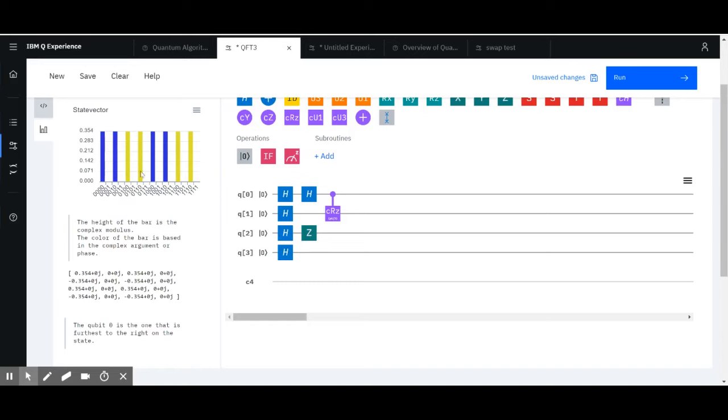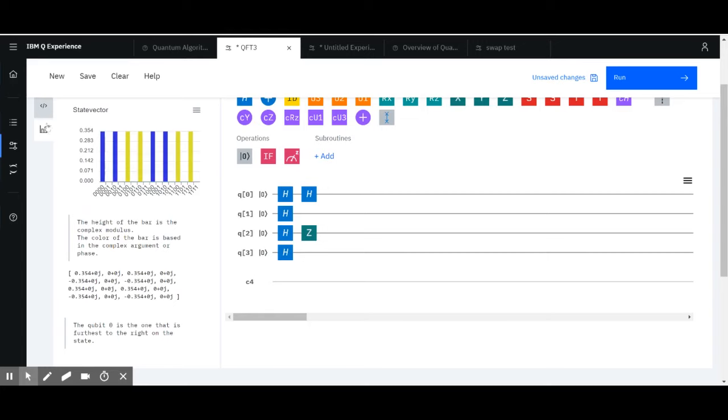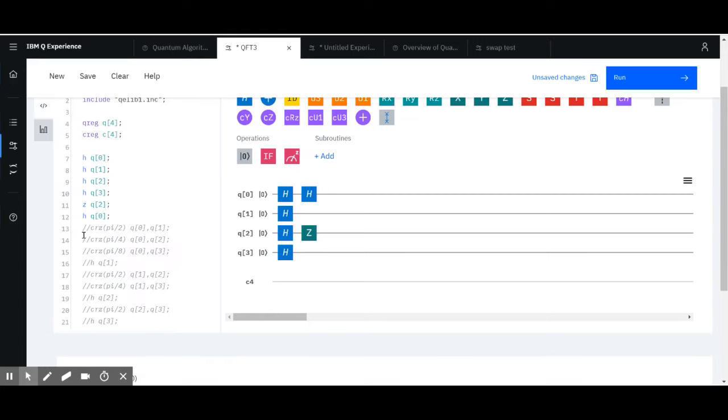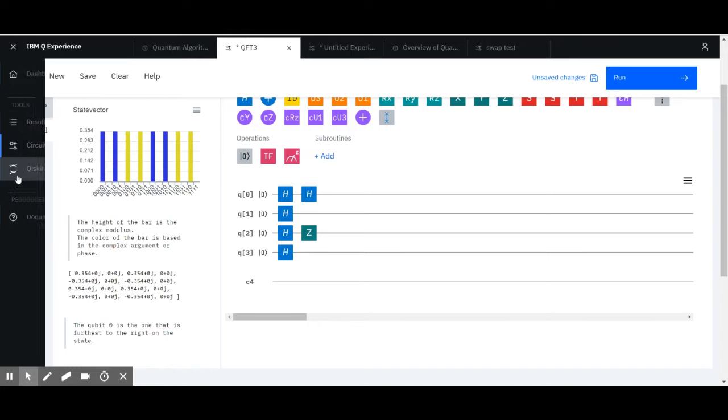Of this, of this, of this. So you're kind of moving the phase, because without that, we've got like 0.35, 0.35, minus 0.35, minus 0.35.